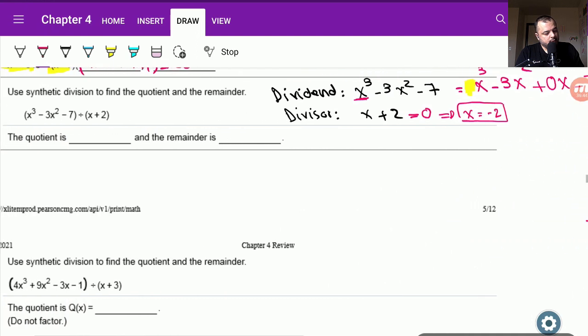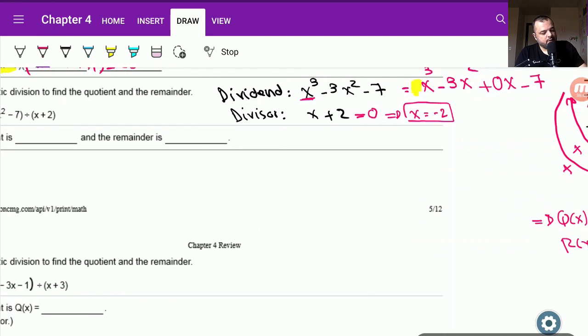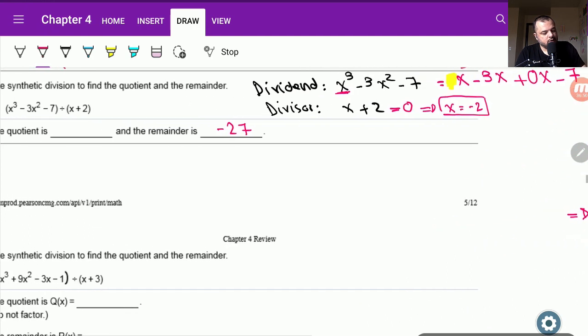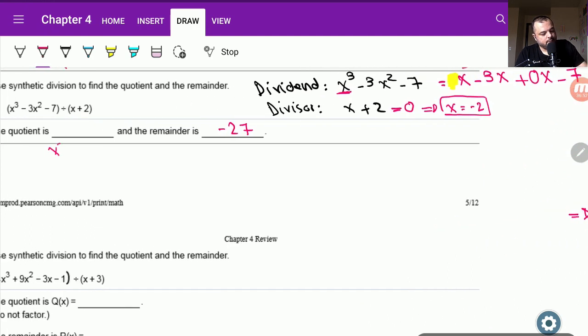So we go back and write the answer. The remainder is negative 27, and the quotient is x squared minus 5x plus 10.